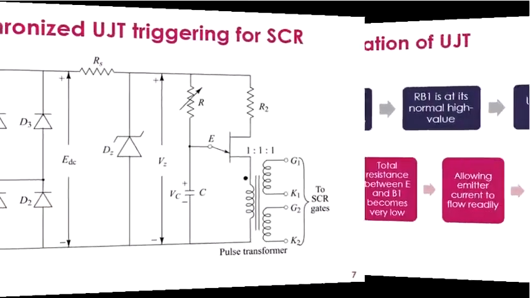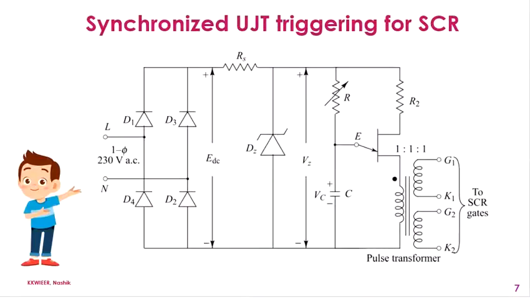Now we will see how this UJT is used to trigger a thyristor. So this is a block diagram of a synchronized UJT triggering circuit as shown over here. I hope you have watched that video by Professor Mittal which I have recommended in the prerequisite 3 videos of Unit 2. So in that video, you must have seen how this UJT is used as a relaxation oscillator.